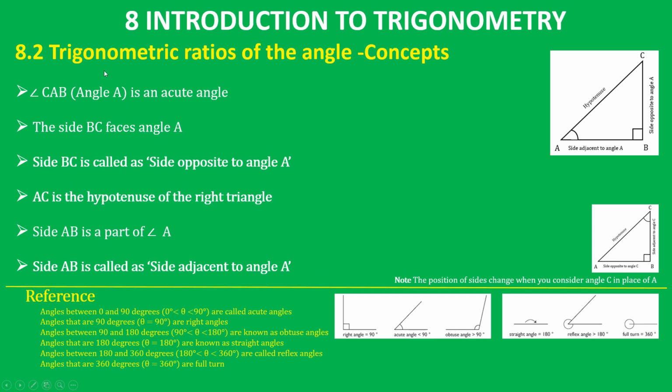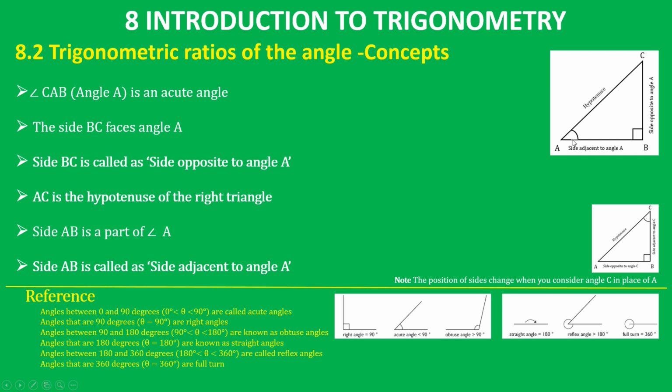In this slide, we will see trigonometric ratios of the angle. Consider this triangle ABC, and consider this angle A. How do you write angle A? Angle CAB, which is angle A, is an acute angle. What is an acute angle? If an angle is less than 90 degrees, between 0 and 90 degrees, we call such angles acute angles.